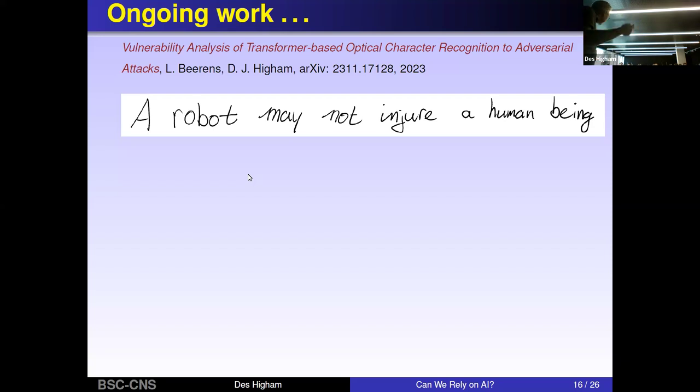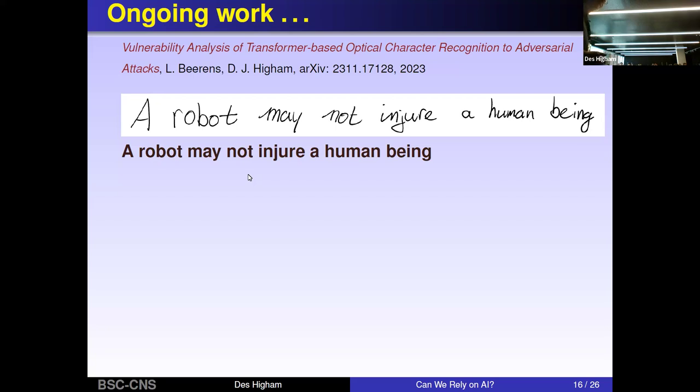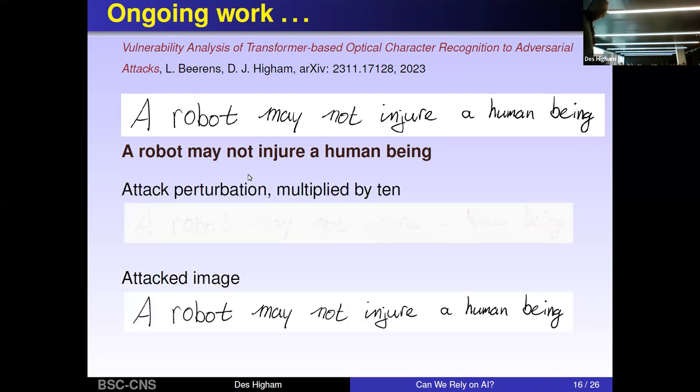So my student wrote himself on a piece of paper this version of the first law of robotics and scanned it in. And this very sophisticated system came up with the correct interpretation: a robot may not injure a human being. Okay, we then decided to attack this, a targeted attack, where we're trying to change to a particular output. There's the output at the bottom.